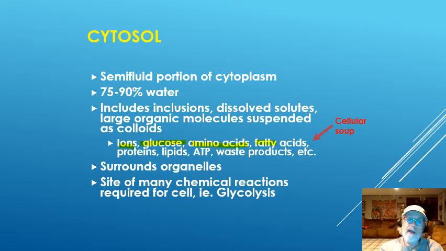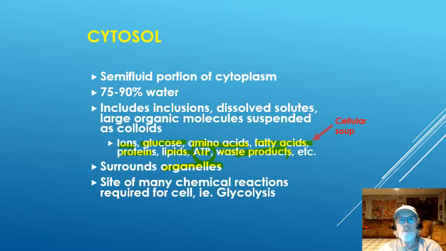Okay, we have fatty acids. We have other proteins floating around there, lipids, ATP, which is an energy form. We'll talk a little about that, and a lot of waste products that the cell has to get rid of. So these are just things that are floating around in the fluid portion of the cytosol. But what else is floating around in the fluid portion? The organelles. Those organelles are those little organs like we'll talk about in our next little video.